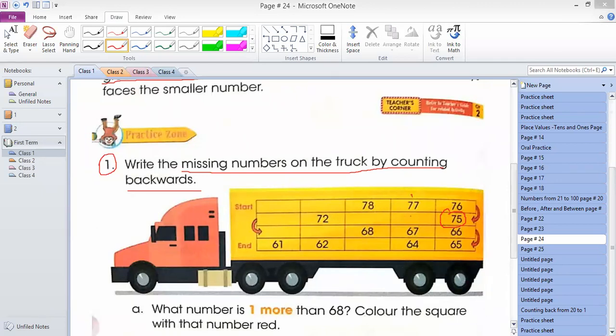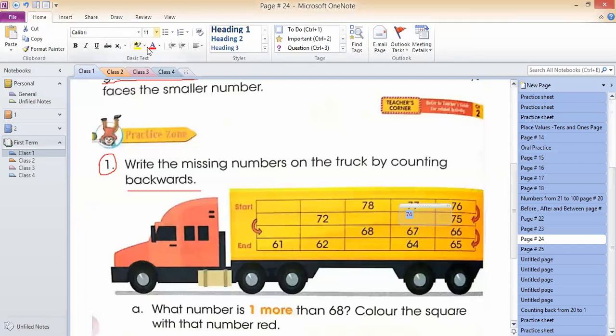74. That's very good. So guys, we will write here 74. Guys, 74 is the correct answer. Very good. So write 74 here, guys. The answer is 74 here.